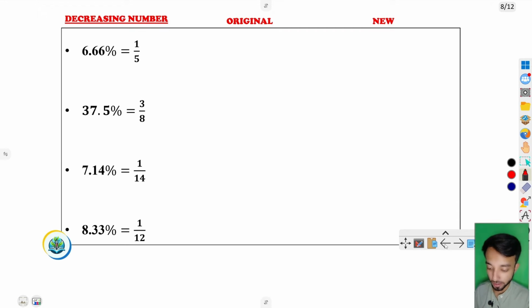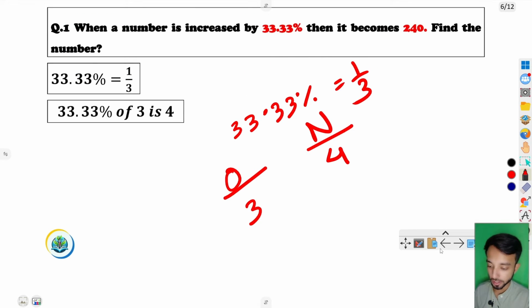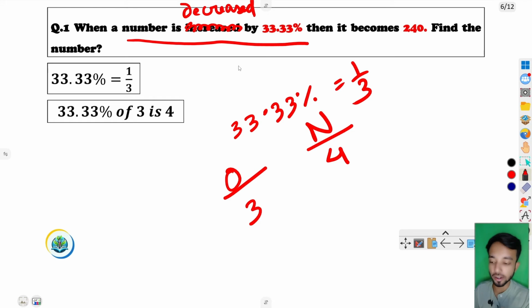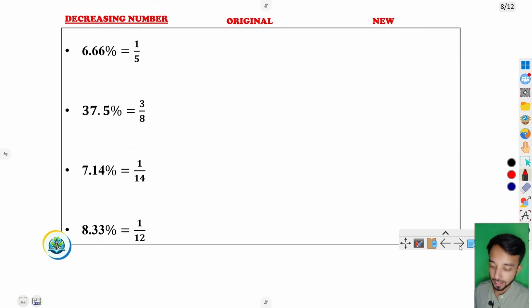Now what if, just looking at the question, we got that the number is increased by 33.33. However, in place of increase, if they would have been decreased? We are having increase now, but if it were decrease instead of increase, what would happen? In that case, the original number will remain the same, whatever is in the denominator. Here in the denominator we have 5.